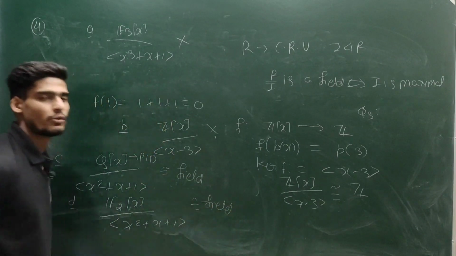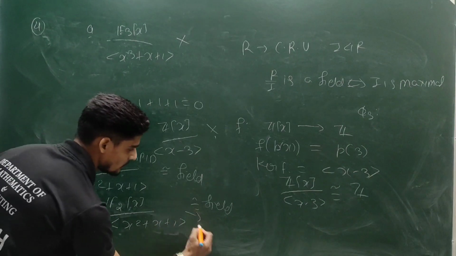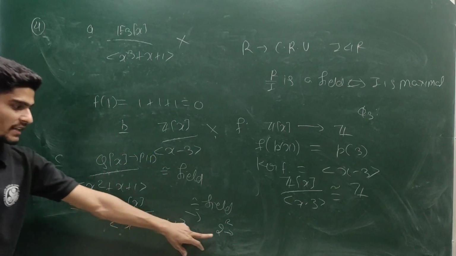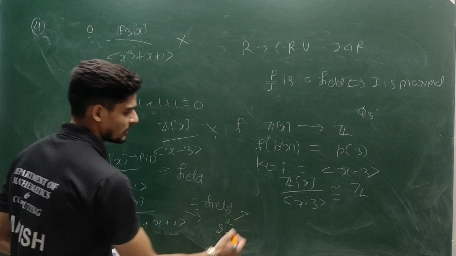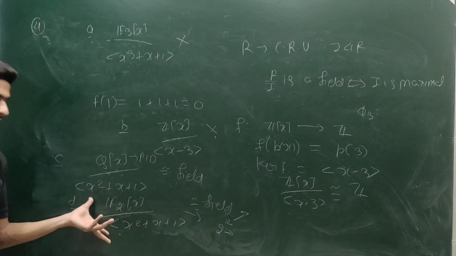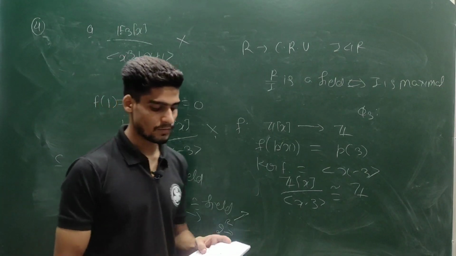And moreover, you can give the cardinality of this field also. The cardinality of this field is 2 power 2. The base 2 represents the cardinality of the field, and the exponent 2 represents the degree of your irreducible polynomial. Degree is 2 and this is 2. So this is a field with 4 elements. So this is the explanation for this question. So option C and option D are correct.